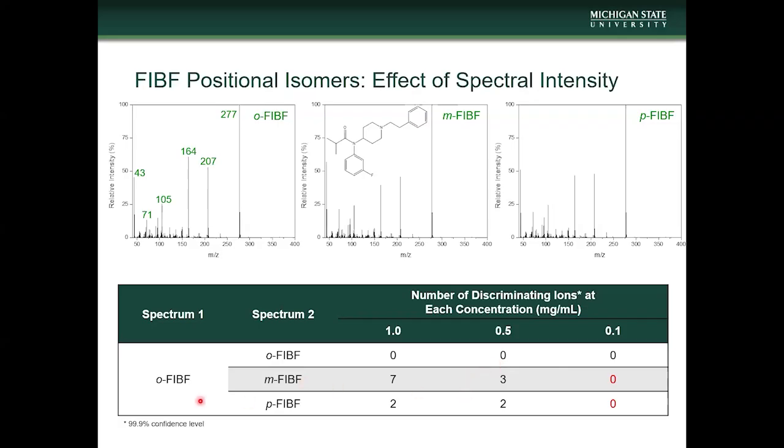Now, when we get to 0.1 mg per mL, we still have association of ortho to ortho, but we lose the ability to discriminate ortho from meta and ortho from para. So this is another issue with spectral intensity: at lower intensity, the spectra are not as representative of the compound of interest. And so again, a recommendation would be that in comparing spectra, the intensities should be similar between the 2 spectra and of sufficient intensity to be representative of the compound of interest.